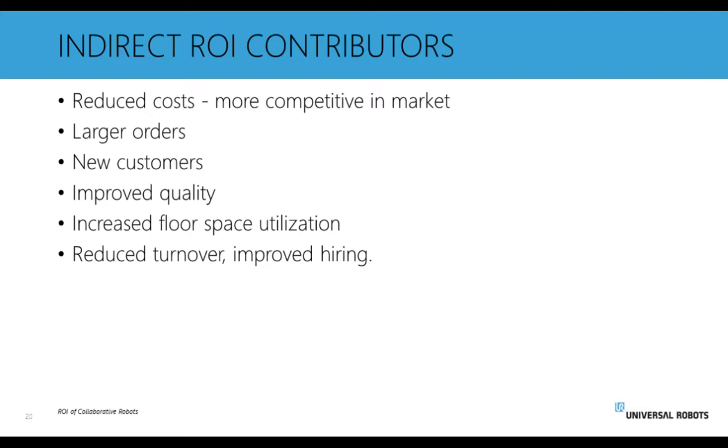Now, some indirect contributors. We talked about this earlier when we were talking about traditional industrial automation and how a lot of times this isn't taken into account. But with cobots, this becomes more and more important. We have countless customers who have been able to take larger orders as a result of the increased capacity, gain new customers and contracts, improve the quality of the parts that they're outputting, reduce their real estate costs and floor space utilization, and more importantly, reduce their turnover and improve their hiring practices. Because the generation that is entering the workforce right now is much more apt to work with robots than in the past.